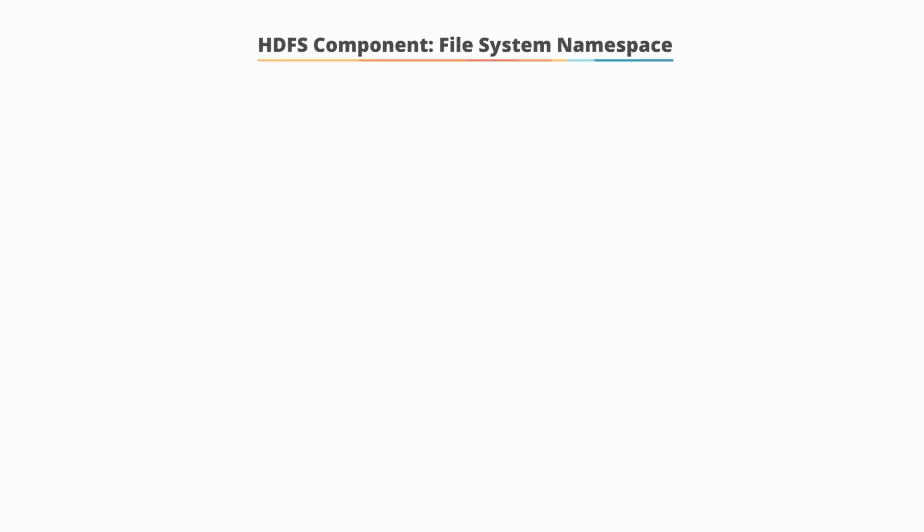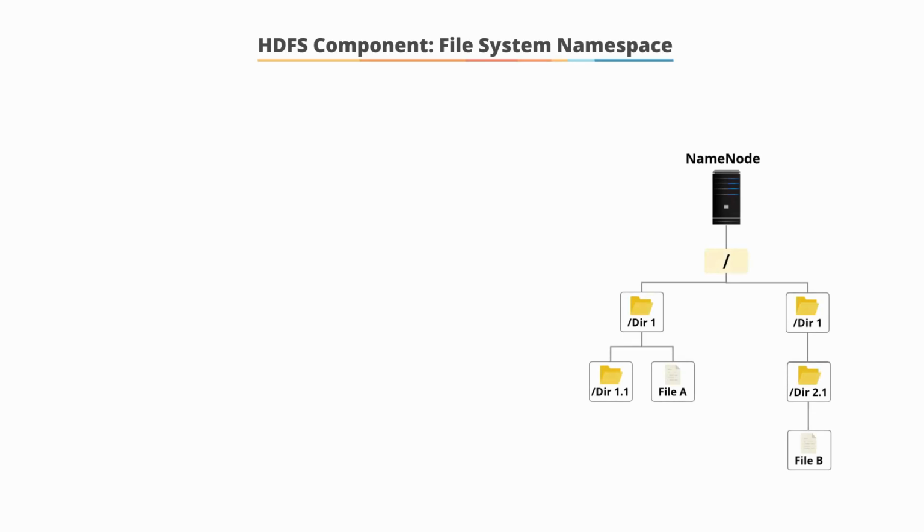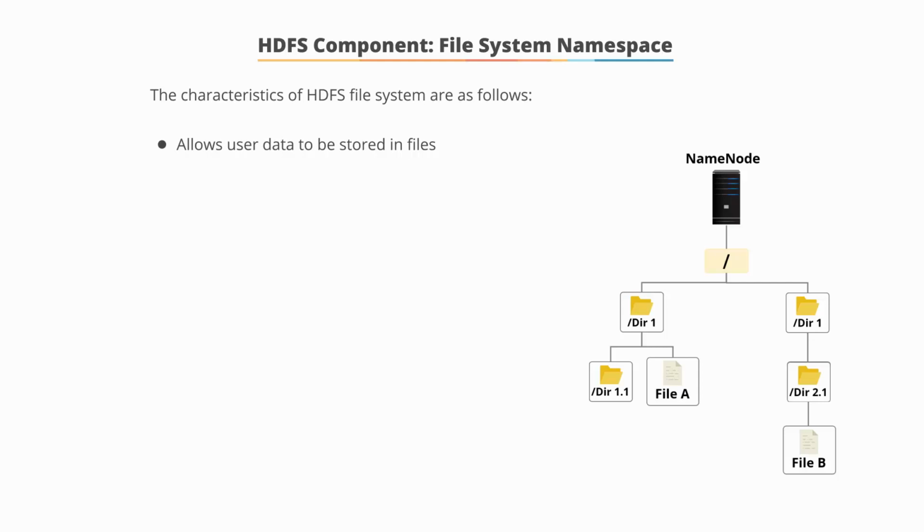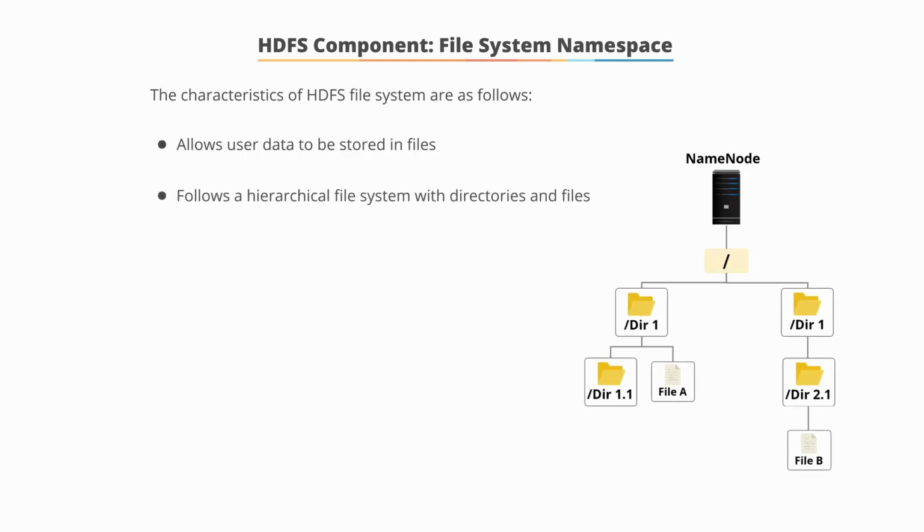A key component of HDFS is the file system namespace itself. In other words, the hierarchy of where data is stored. HDFS exposes a file system namespace and allows user data to be stored in files, much like we're used to in traditional operating systems. The HDFS does use a hierarchical file system that does include directories and files within those directories. The name node manages the file system namespace, allowing clients to work with files and directories.